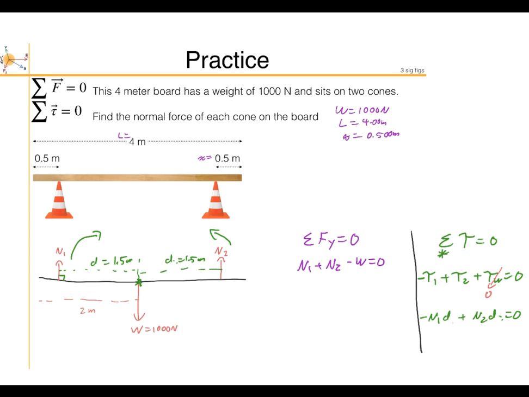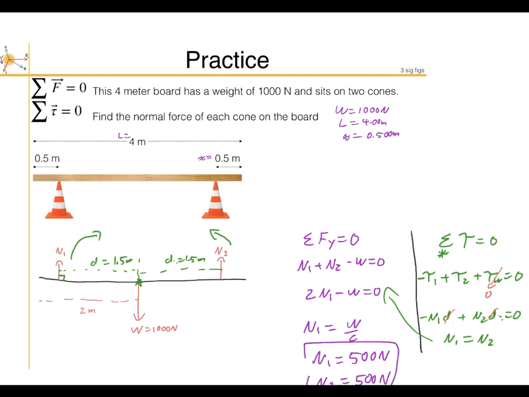You notice the d's cancel out, and we get that n1 equals n2. Those two normal forces are the same in this case. So I'm going to plug that into here. And so n1 plus n2 is going to be equal to 2n1, since I'm just going to replace n2 with n1, minus the weight is equal to 0. So n1 is equal to the weight over 2. So n1 is equal to 1,000 divided by 2, which is 500 newtons, which means n2 is also 500 newtons.